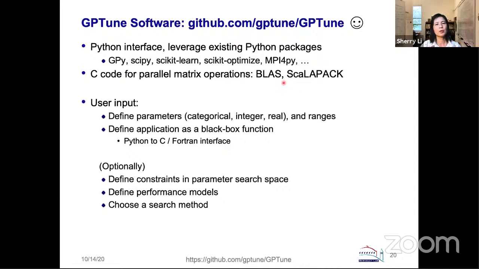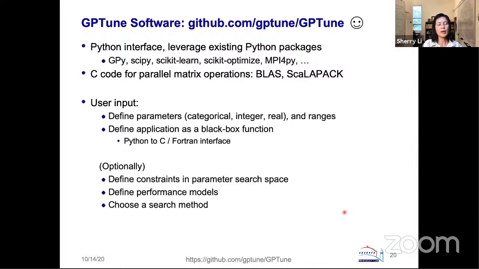If you go to the software, we have various script examples, for example for the ScaLAPACK eigensolver and SuperLU_DIST. Essentially you can modify those scripts to fit your application. Optionally, you can define the constraints of the parameter space, define performance models if you have one, and choose the search method. We have implemented different search methods.